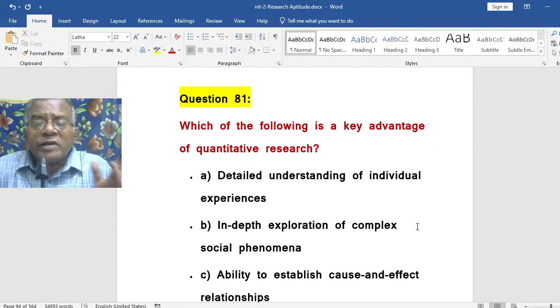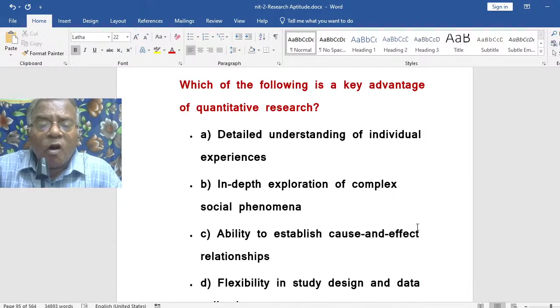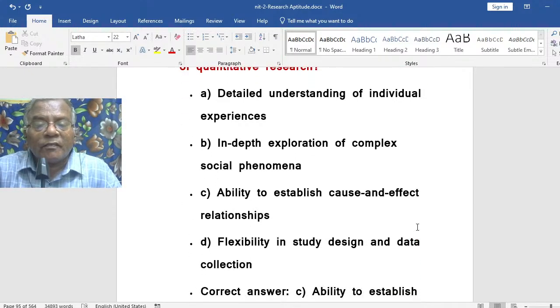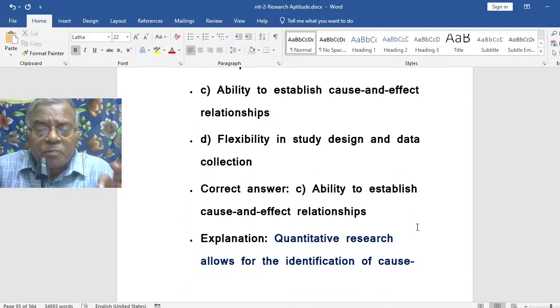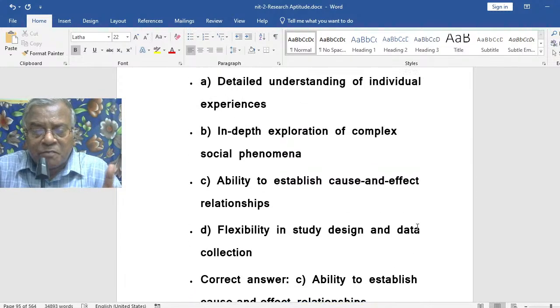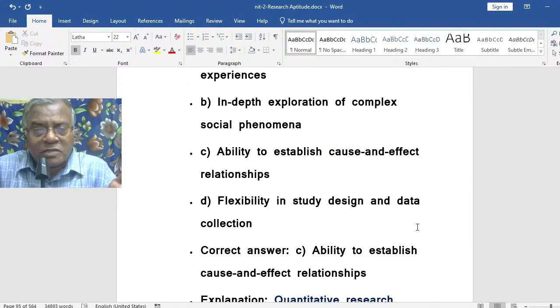Which of the following is a key advantage of quantitative research? Out of these four alternatives, which should be the correct one? That is the ability to establish cause and effect relationship. That is very important in quantitative research: the ability to establish cause and effect relationship.